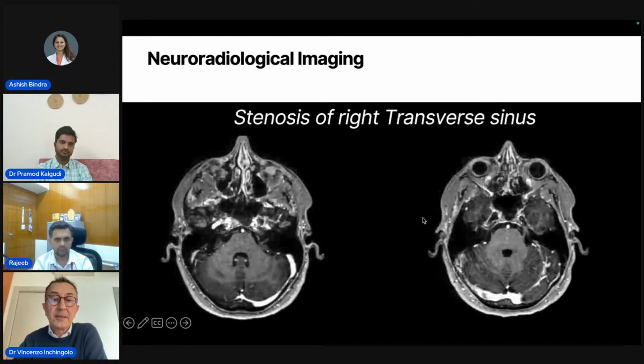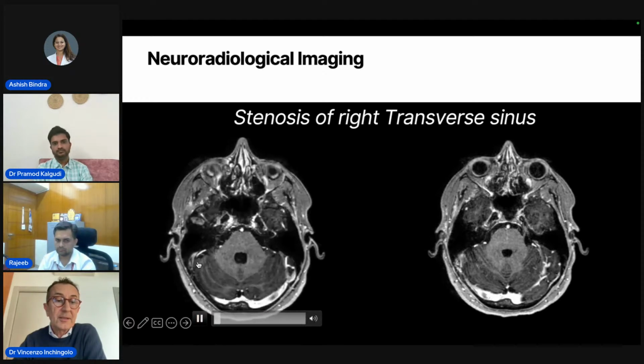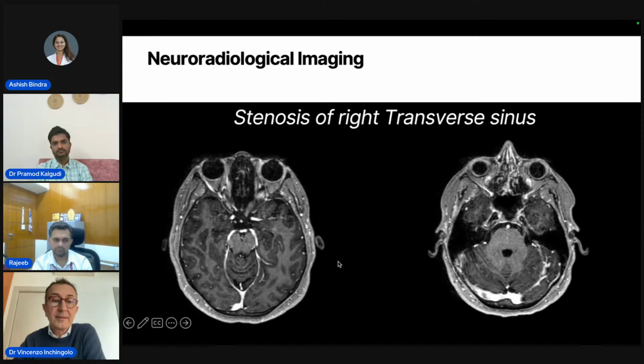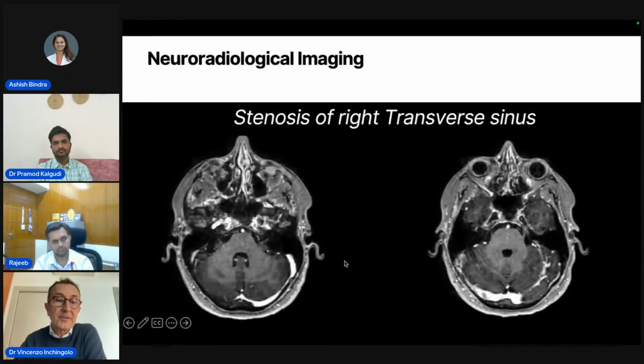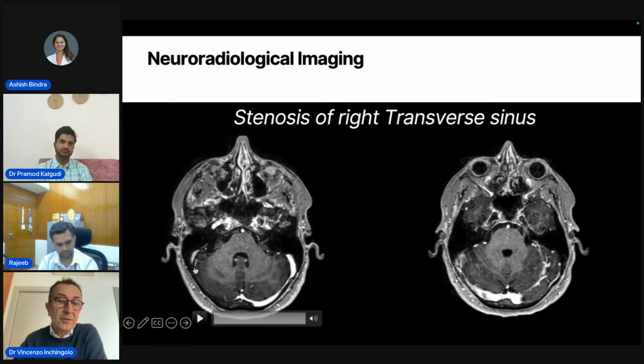Here, particular. This is the stenosis of the right transverse sinus. Here, you can see. And this is the reason, because we can see in TCCD the reverse flow here. Here the flow is not toward the jugular vein, but toward the torcular, on the opposite side.